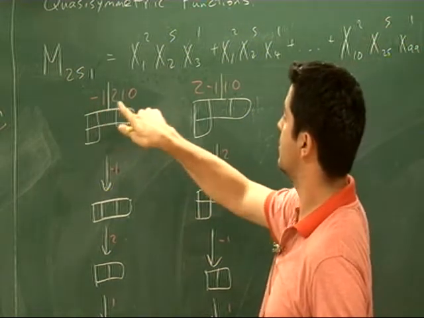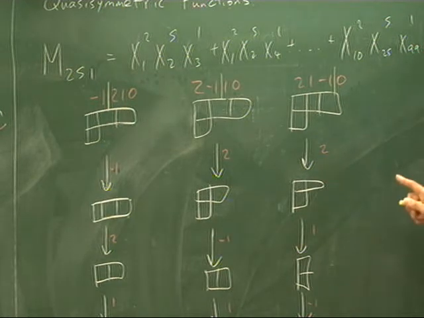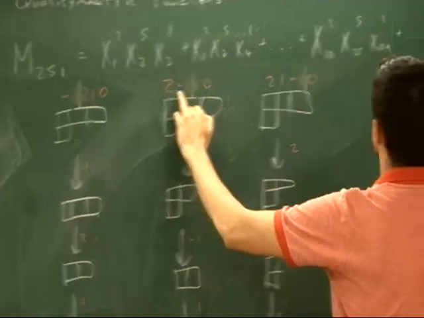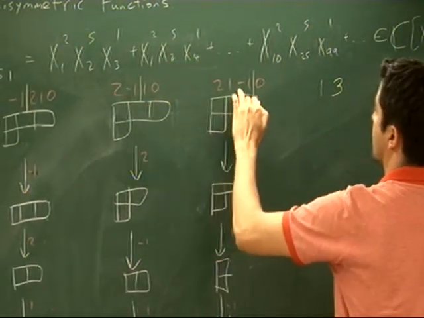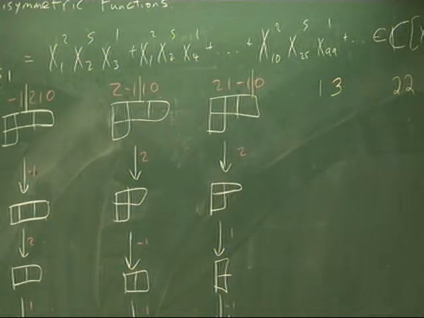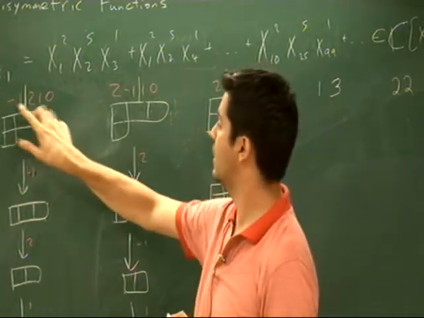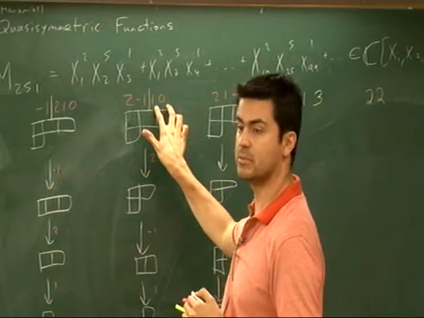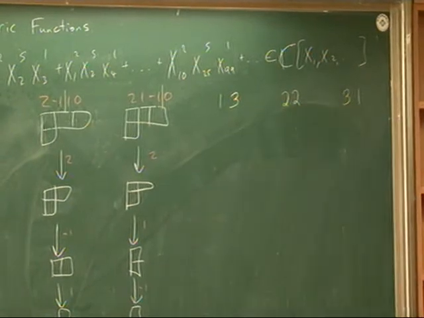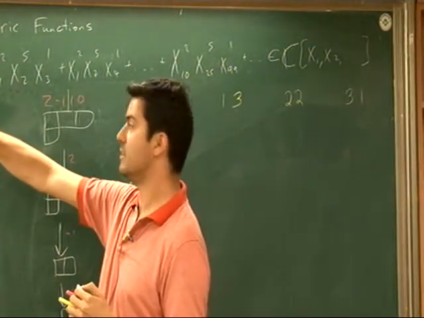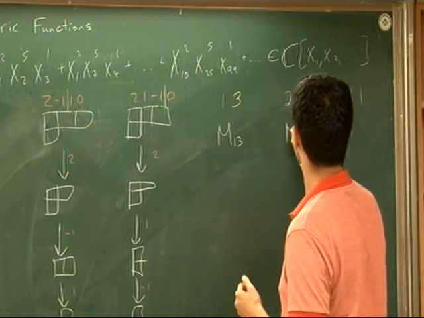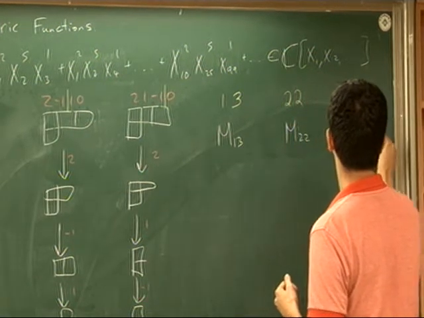So I look at the ascents, and I'm going to write down the sequence of numbers between each 2 walls. So the first one gives me the composition 1, 3. The second one gives me the composition 2, 2. And the third one gives me the composition 3, 1. Yeah? Because there's 1 and 3 numbers, and there's 2 numbers and 2 numbers, and then there's 3 numbers and 1 number. Okay? And so I go like this. And now I have this thing. So I add the monomials M13, M22, M31.